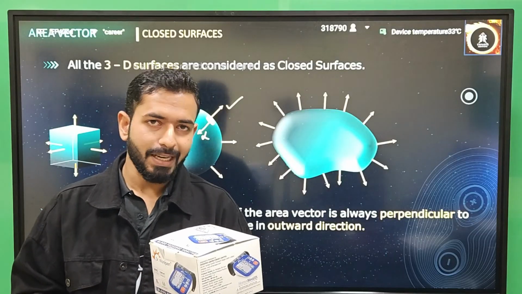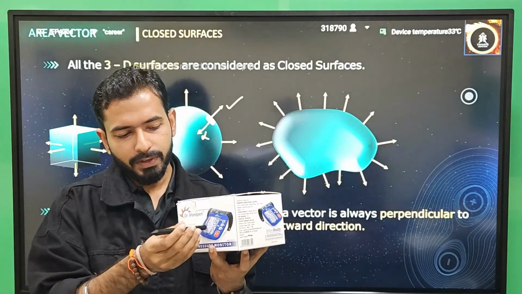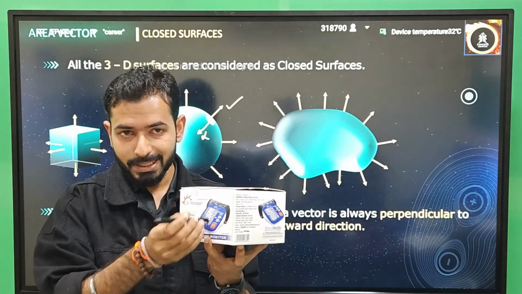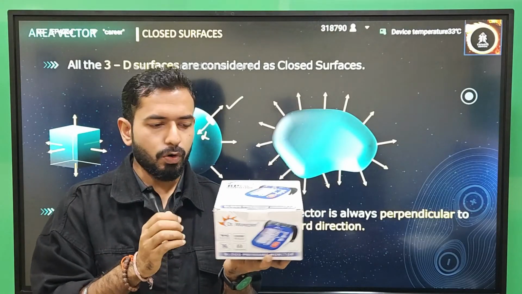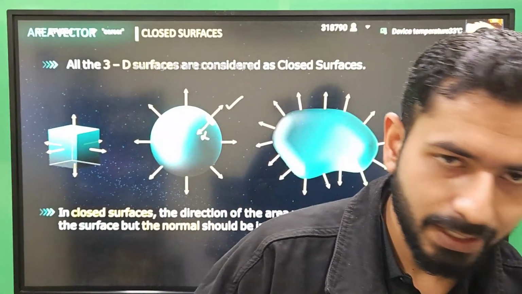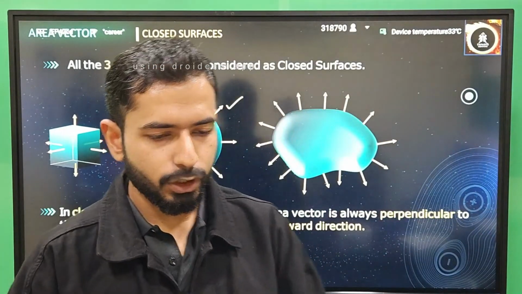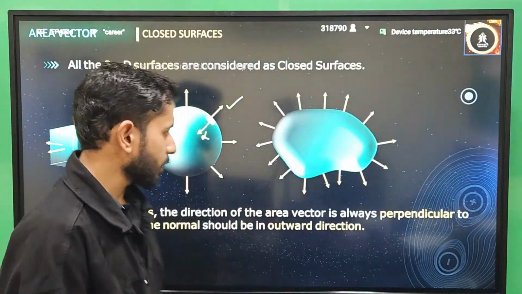So if I have to draw the area vector, what will be the area vector on this plane? Perpendicular to this. If I ask you the area vector on this plane, it will again be perpendicular to this surface. If I ask you the area vector on this surface, this will again be perpendicular. So all the faces will have different area vectors. What is important is that it should always be perpendicular, students. Okay.